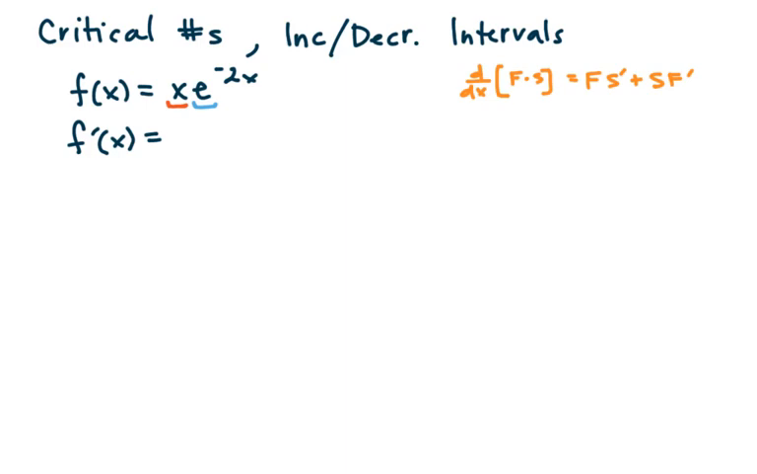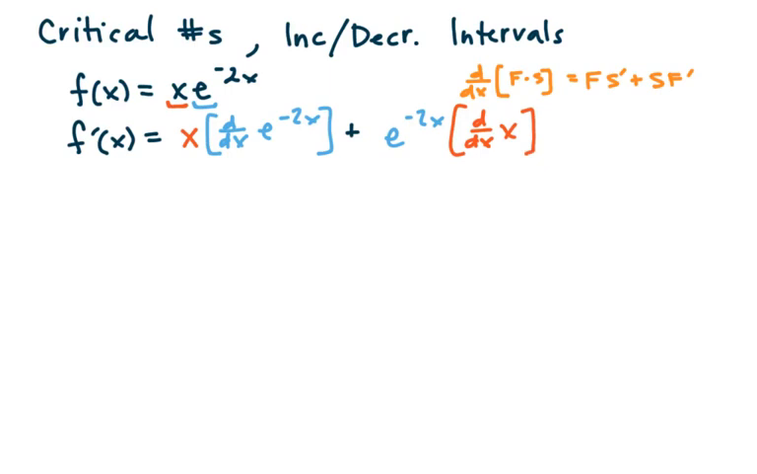So in this situation we have x times the derivative with respect to x of e to the negative 2x, so we're going to need to calculate that, plus e to the negative 2x times the derivative with respect to x of x. Okay, so I have two small derivatives to do here. Let's see, I've got f prime of x equals x.